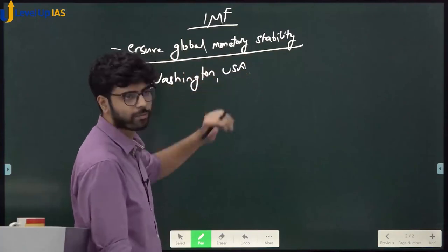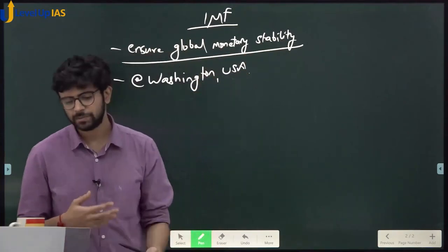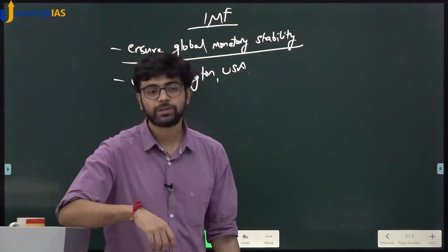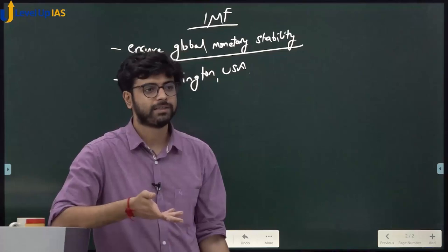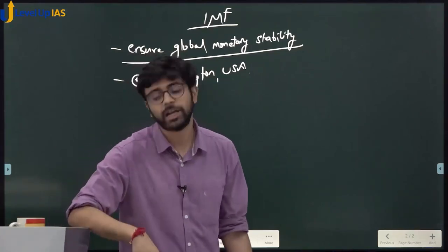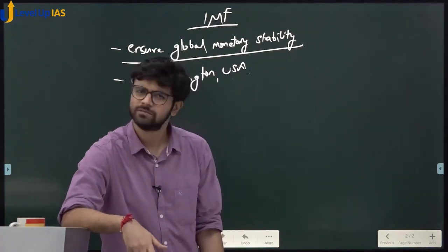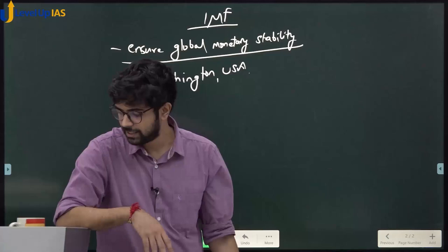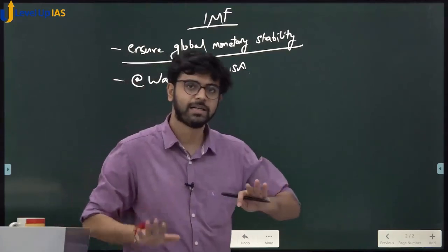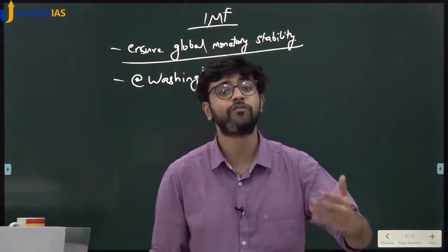The main objective is to ensure monetary stability. And what are the secondary objectives? I'll just read out. You tell whether you agree or not. To secure international monetary cooperation. These are all written in books, so don't worry. Secondly, for balanced growth of trade, along with monetary cooperation. Thirdly, exchange rate stability, exchange rate should not be volatile. Fourthly, to help countries who are facing a balance of payment crisis.